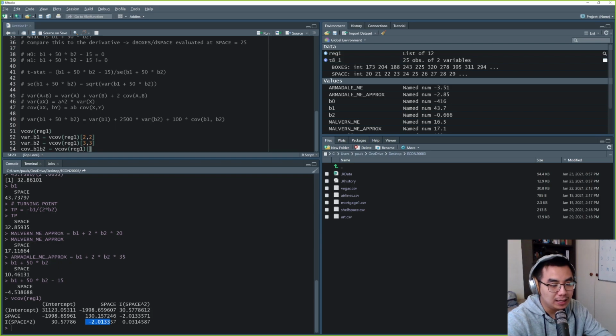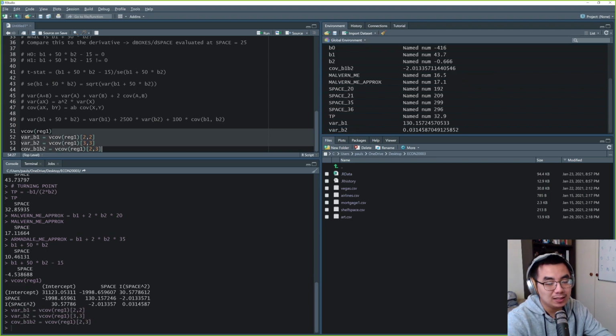You can either get the element from here, space squared and space, so that's element 3, 2, or you can get it from here, which is element 2, 3. Both the numbers are the same because the matrix is symmetrical, so you can either do 2, 3 or 3, 2, and both are fine. What this will do is extract the elements from inside this variance covariance matrix and then store them into these variables here.